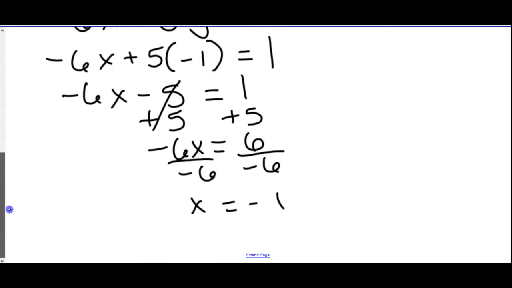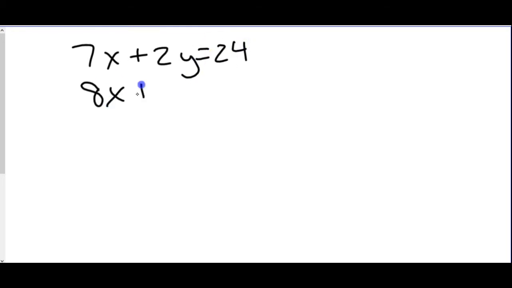Now it just happened that our answers are both -1. We know x equals -1 and y equals -1. That doesn't have to happen, but it can. They could be the same. So let me show you another example where this time we would have to subtract. 7x, I should write the whole entire first equation. 7x plus 2y equals 24. 8x plus 2y equals 30.